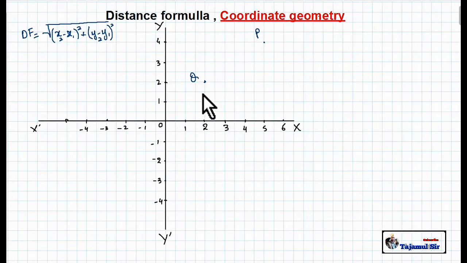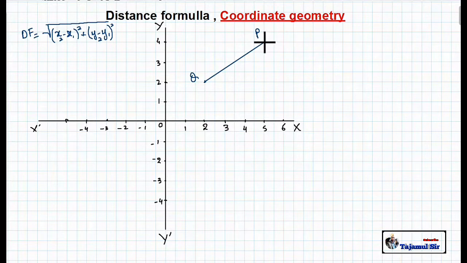Now, we have put two points on this graph, P and Q. We want to know the distance between P and Q. So if we join P and Q, I will join these two points. If we are required to find out the distance between P and Q, in this case we use the distance formula. How?